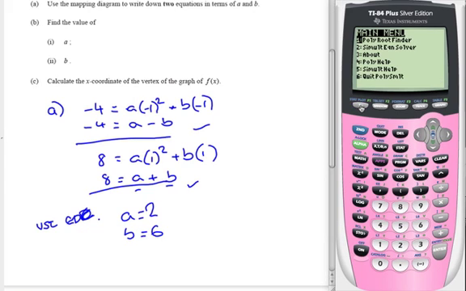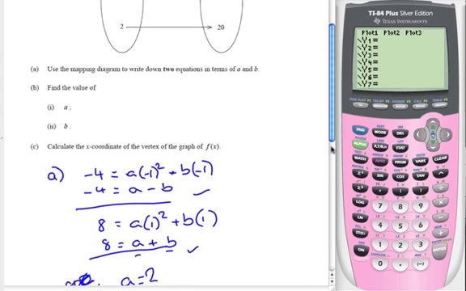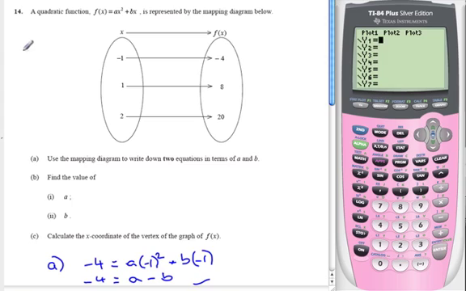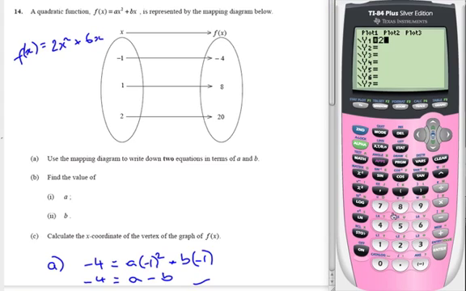Okay, so let's have a look at our graph now then. Maybe I have to quit that, go into y. So a is 2 and b is 6. Let's just go back up here. Okay, so the graph we want is f of x equals 2x squared add 6x. Let's write that in. 2x squared add 6x. Okay, let's have a look at the graph.